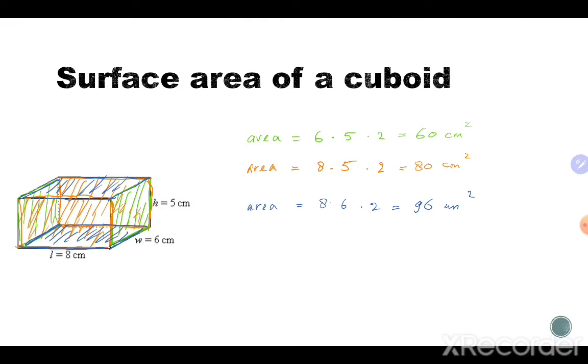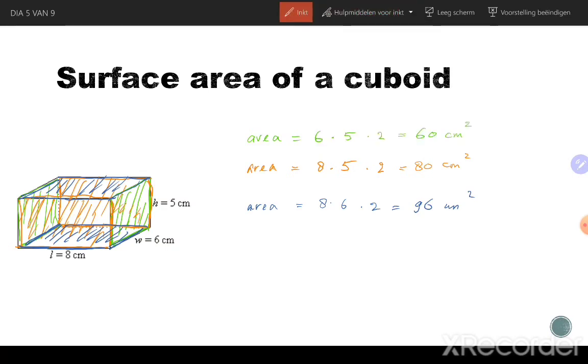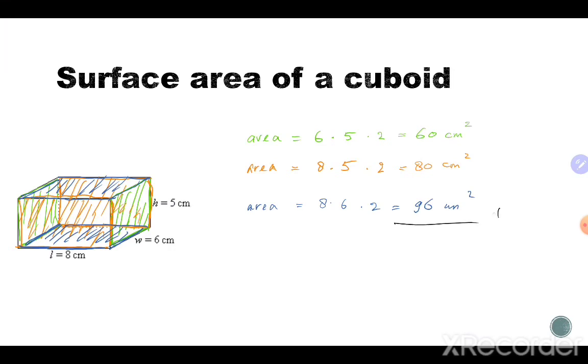Now we need to add those 3 answers: 96 plus 80 and plus 60, and that will be 236 square centimeters.